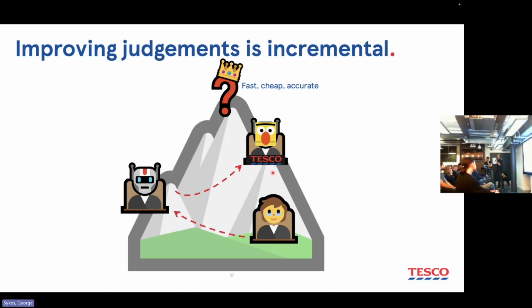Now, for us, the goal is to get to a point where we've got a judgment model, which is both fast and cheap, but also has the level of accuracy that means that we can be really, really confident in our offline evaluation process.